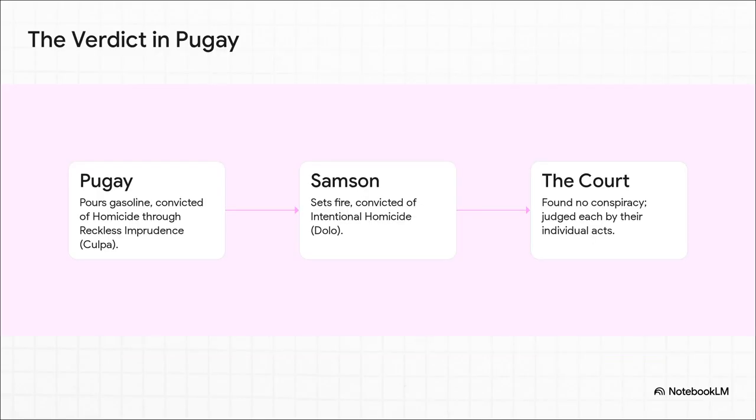The court decided they did not. There was no conspiracy, no shared blueprint. They judged each man based on his own individual act and mindset. Puget, the one who poured the gasoline as a joke, was the architect of culpa. He acted with a catastrophic level of reckless imprudence. Samson, on the other hand, who deliberately lit the match, he was the architect of dolo. He acted with deliberate, malicious intent. It's the same tragic result, but two totally different crimes born from two vastly different mental states.